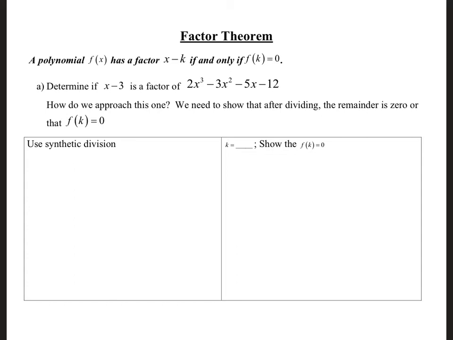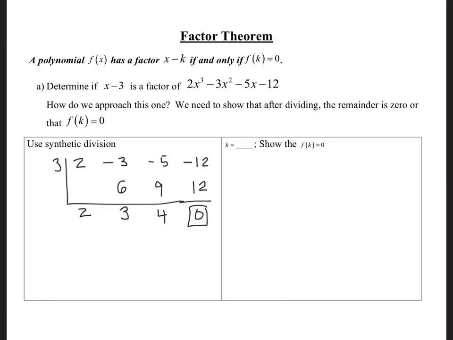So here I'm going to do 2 and negative 3, negative 5, negative 12, and this is going to be positive 3. So this is 2, this is 6, so that's 3, 9, this is 4, and that's going to be 12. So the remainder is 0. And since the remainder is 0, then we can say yes, it's a factor. And you can also use direct substitution to do the same thing.